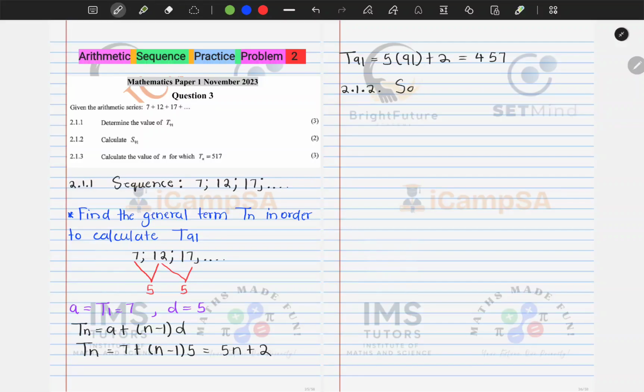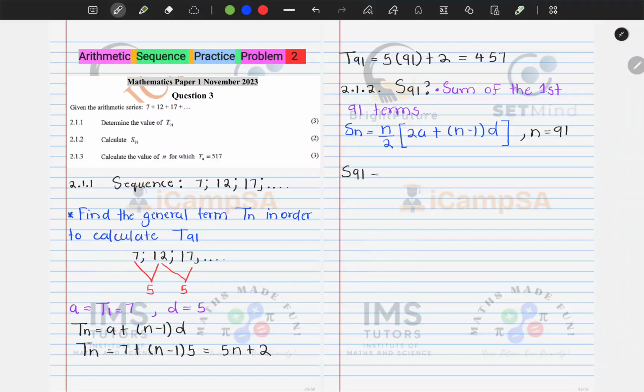In 2.1.2, if you look carefully, they are saying we need to determine S91. Essentially, this is the sum of the first 91 terms. What we do know is the sum of n terms is always given by n over 2 into 2a plus n minus 1 multiplied by d. We can clearly see that for our problem, our n is 91. We already have our a and our d, so we can go ahead and substitute.